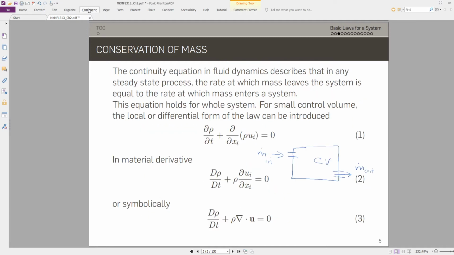Then if you read different textbooks, you may find that different representations of the equations are written in different textbooks, and especially in journals as well, you may find that similar equations are represented with different approaches. For example, the one that we have in equation number 1 is the conservation of mass as well, but it's written with the Einstein notation.